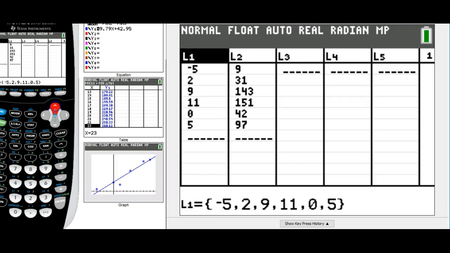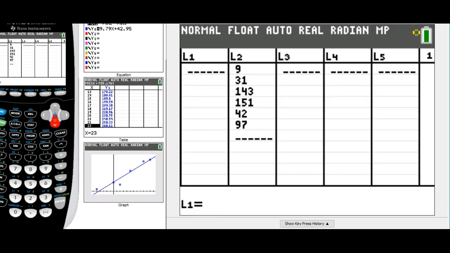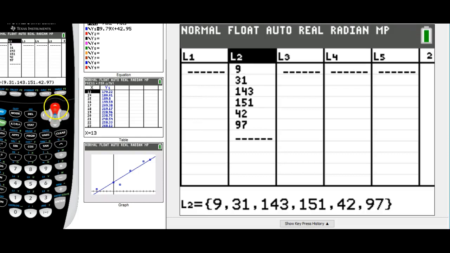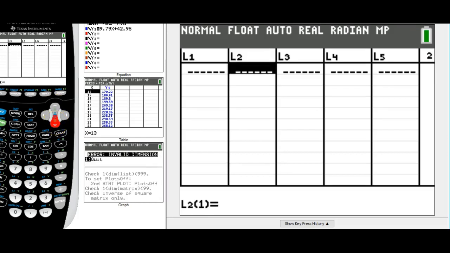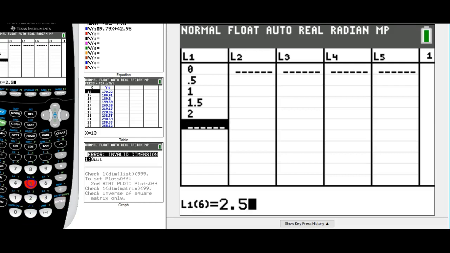Arrow up. That's clear. Arrow down. I'm being faster than it's thinking, I think. Okay. So in L1, we're going to put our x's, so 0. You don't have to put 0.0. 0.5, 1, 1.5, 2, and 2.5. And then for our y's, we're putting those under L2.